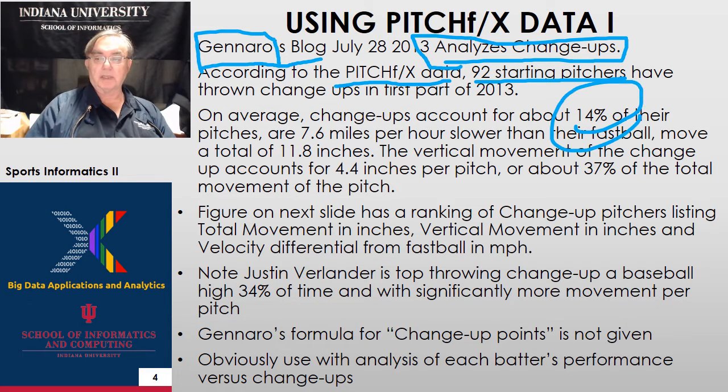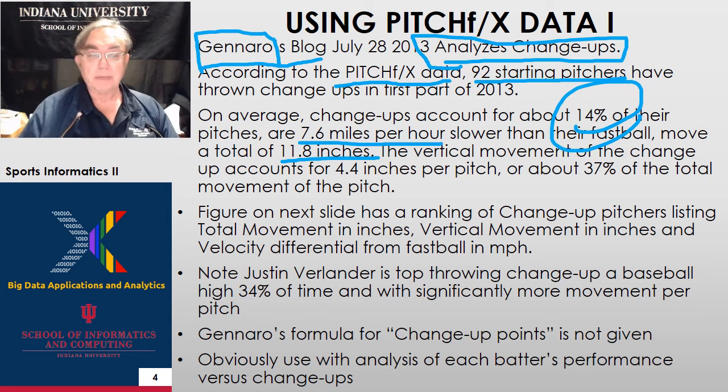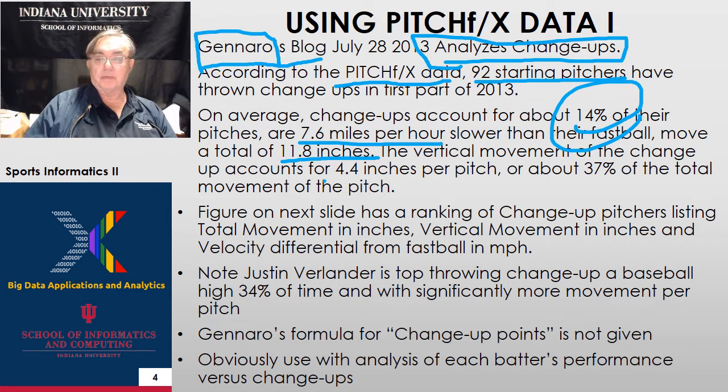So changeups are meant to be 14% of all pitches. They're slower by 7.6 miles per hour than the average fastball. They move a total of almost 12 inches, of which 4.4 is vertical, which is about a third of the total, and the rest horizontal. And on the next slide, we actually have a whole bunch of pictures and then a measure listing of what their changeups do.